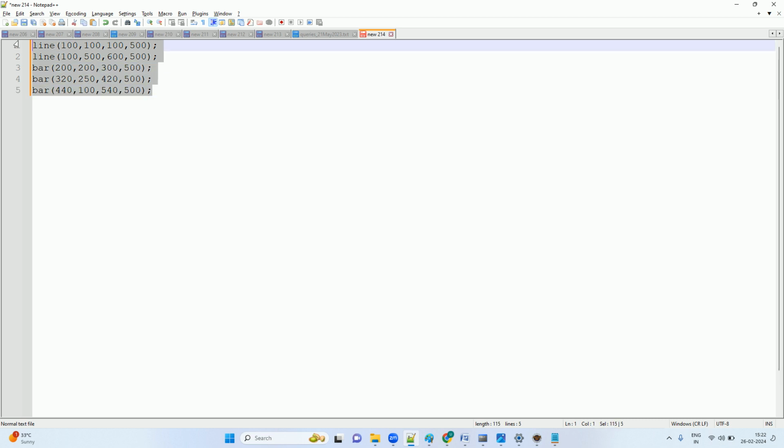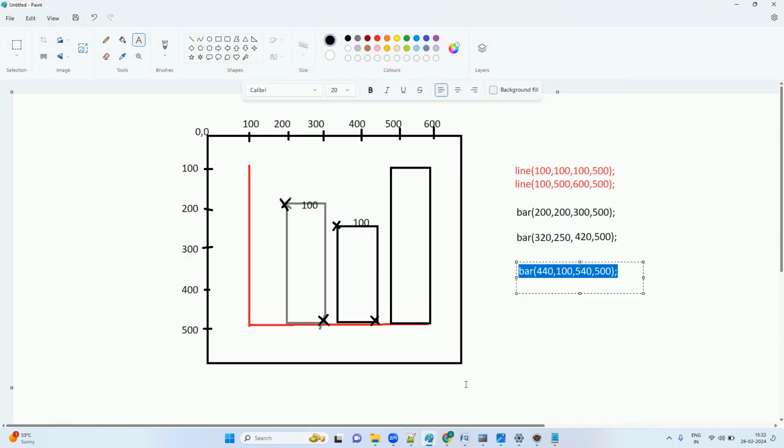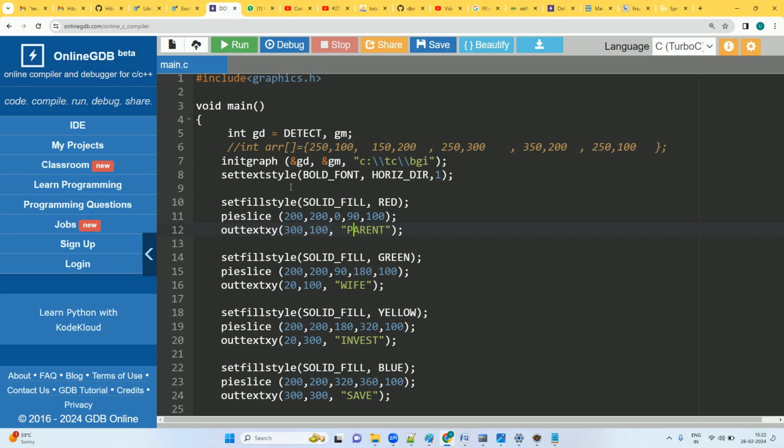So now if I take this code and try to punch this code in my application, wherever I'll be needing some information, I come here, I need the init graph, I need the set text style, then I also need the set fill style. Here if you all want, you can keep it solid, and solid red, so you want to give solid red for all of them.